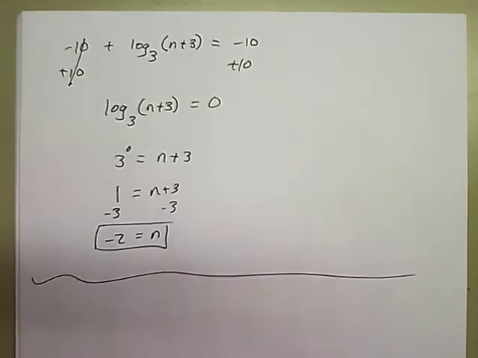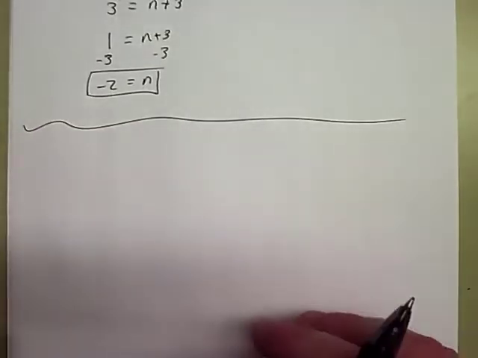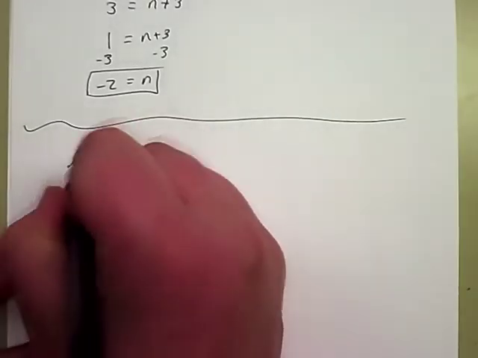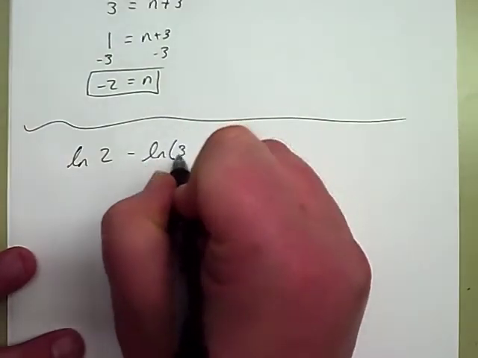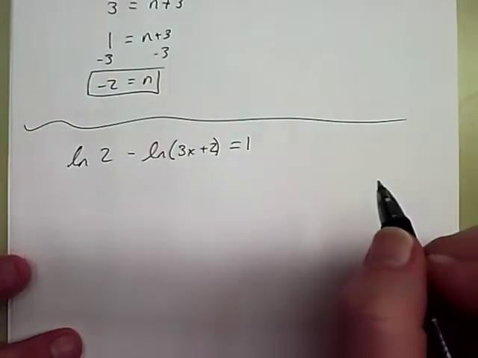All right, let's take a look at one more example here. In this example, I need you to be okay with the number e. So here we go. I have the natural log of 2 minus the natural log of 3x plus 2, and the whole thing is equal to 1.